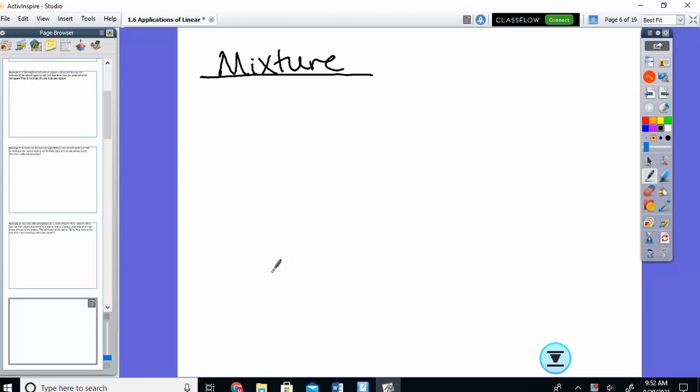If I told you it was 50% M&Ms, how much M&Ms? A gallon. So if I have 2 gallons total and it's 50% M&Ms, 1 gallon is M&Ms.